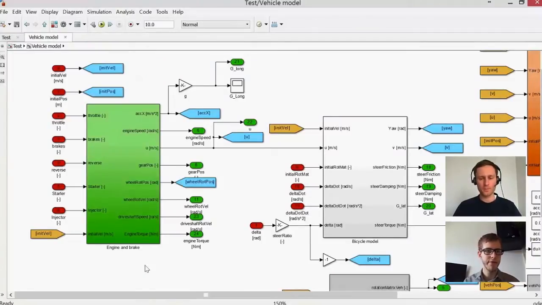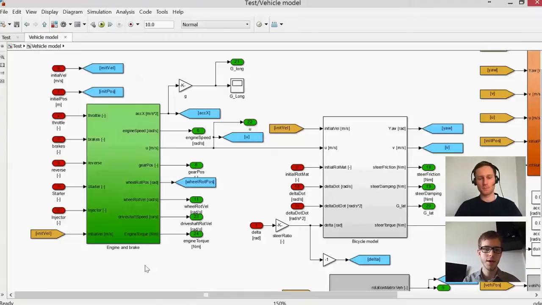Yeah. Great. And you have a very typical set of inputs to this vehicle model. You have throttle, you have brakes and reverse, starter, injector for the engine. Basically, what I'm seeing here is a big green block with engine and brake, and another white block with the bicycle model. So what is in that? So are you modeling the powertrain just in the green block and the vehicle dynamics in the white block, or how are you sharing the blocks here?